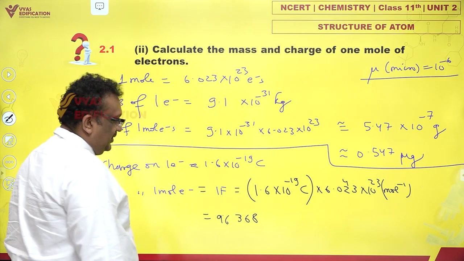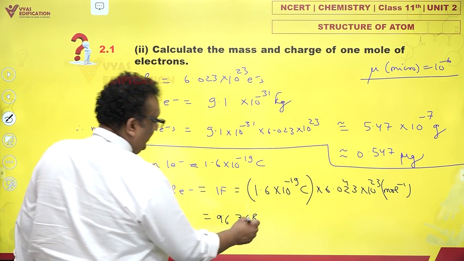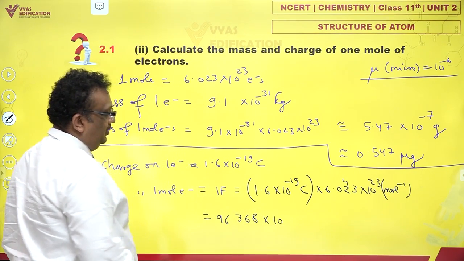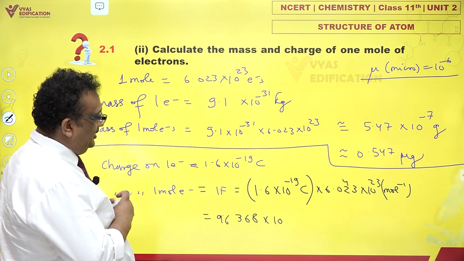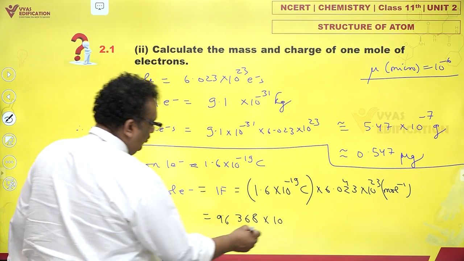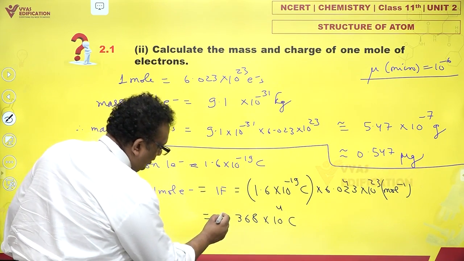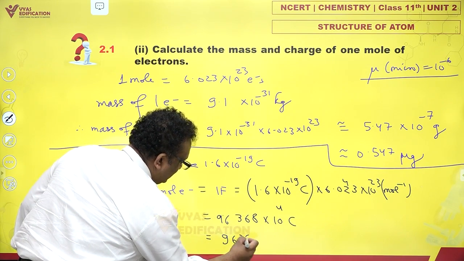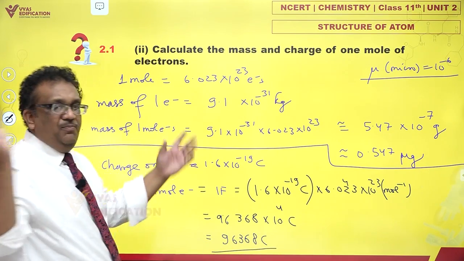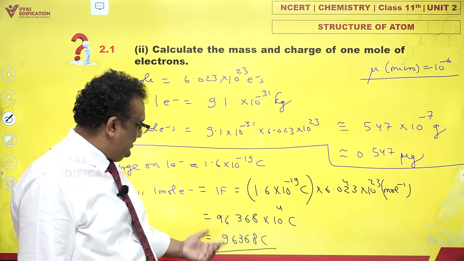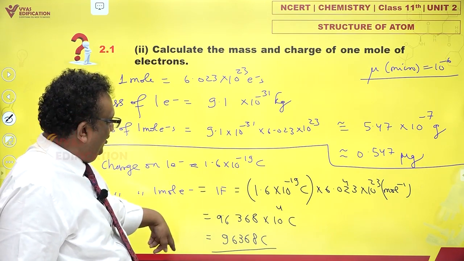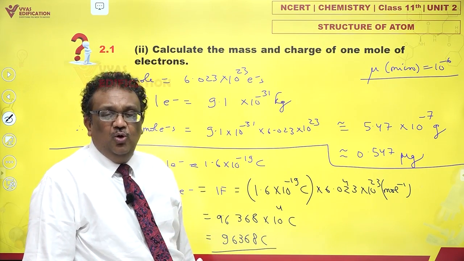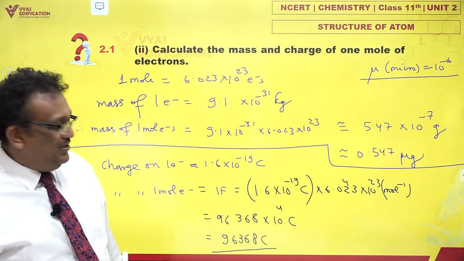So that would give me 9.64 approximately into 10 raised to how much? Well, 19 and 23, that makes it 4. Well, 1, 2, 3, 4. Let's jump this. This is 96368 coulombs. Huge number. So this is the accurate value of 1 Faraday. Often people approximate it as 96500 coulombs also, but that is just an approximation.